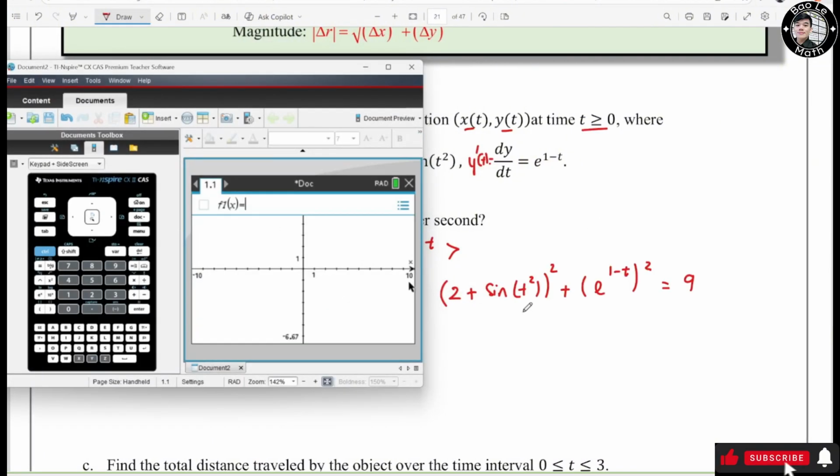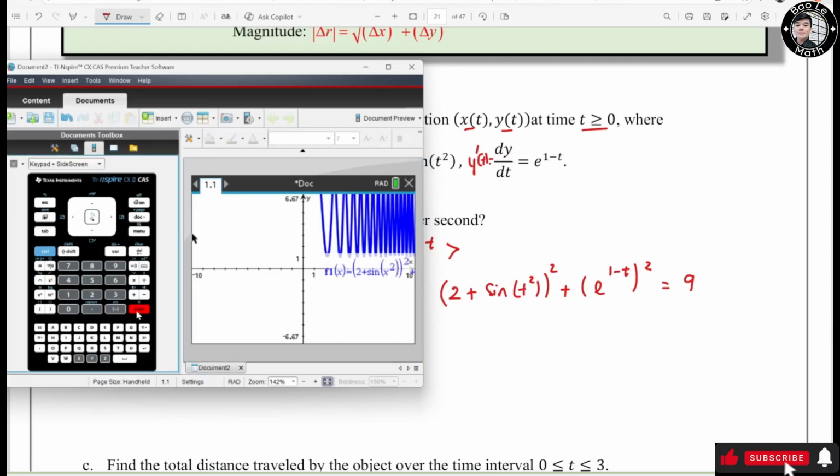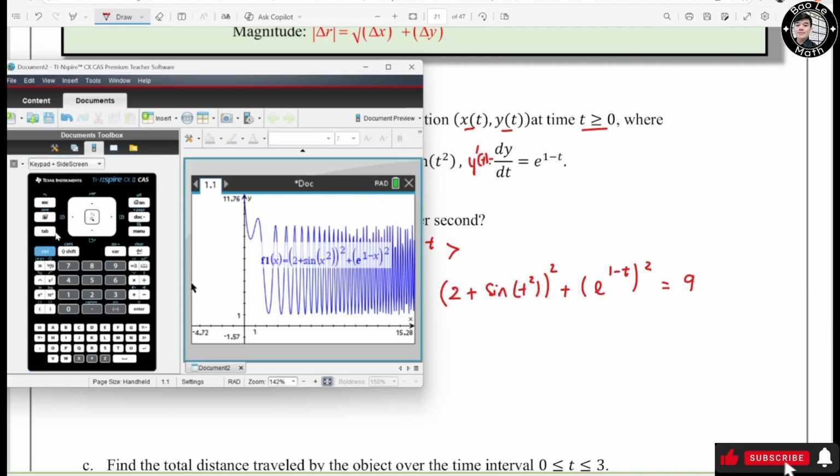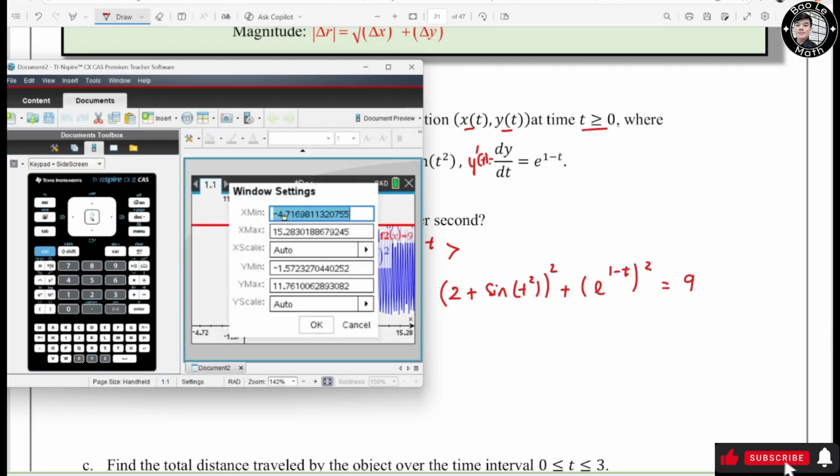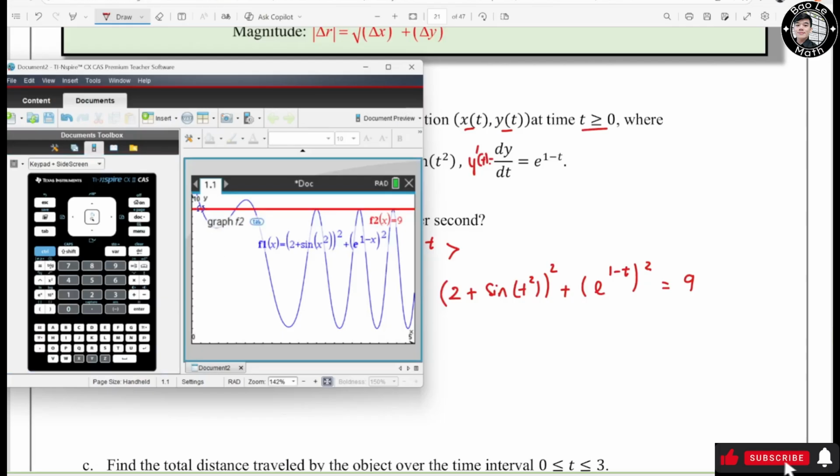Add graphs, input this function, press enter. Now input the second function, hit tab, hit 9, press enter. Alright, we need to find the first intersection right here. So I'm going to restrict the domain. Go to menu, window settings right here. As x minimum, I just put 0. Maximum, I just put 5. Y minimum, I just put 0. And maximum, I just put like 10. Press OK. It's right here.